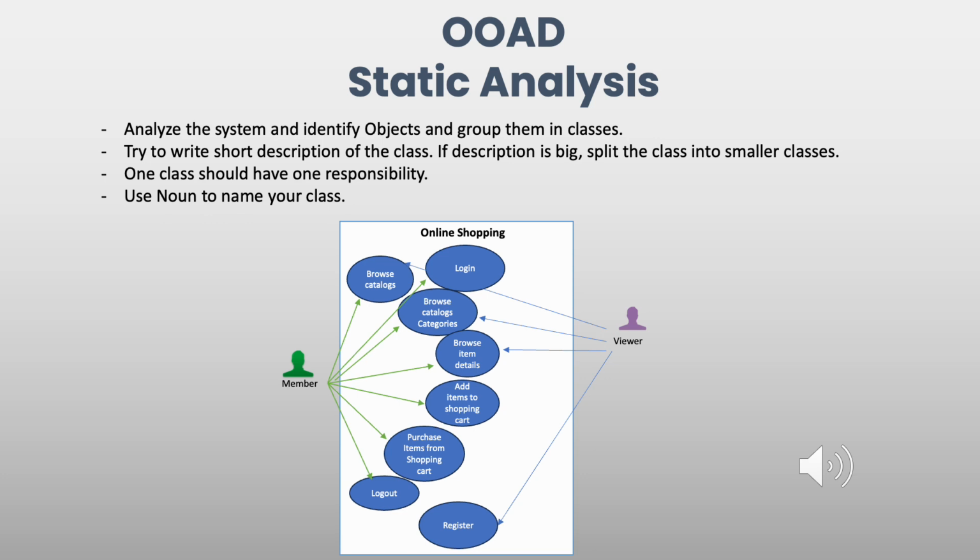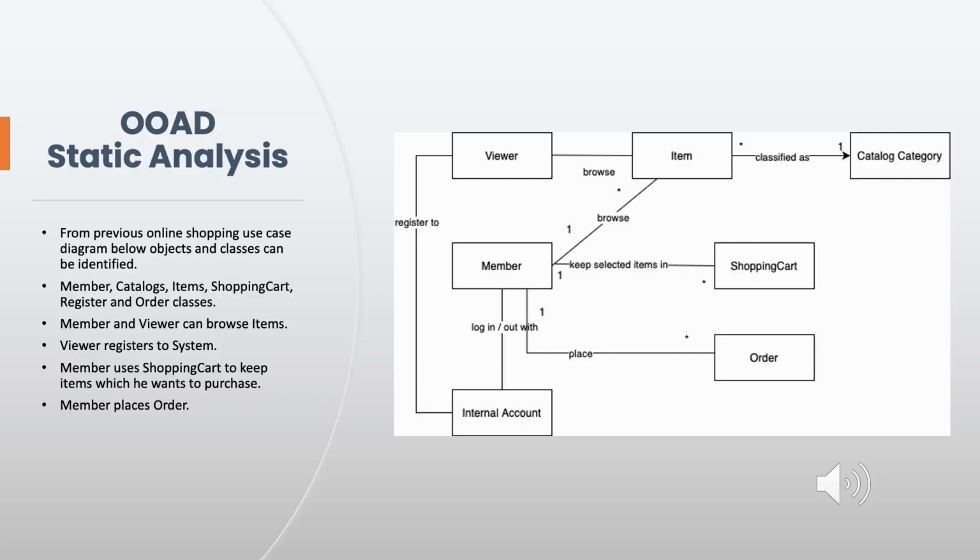This is a very small system. We will try to analyze it. Static analysis. From the previous online shopping use case diagram, we can identify member, catalog, item, shopping cart, register, and order classes. Let us see how they interact with each other. Member and viewer can browse items. Viewer can register to the system and he will become a member. Member uses the shopping cart to keep items which he wants to purchase. He can place an order.